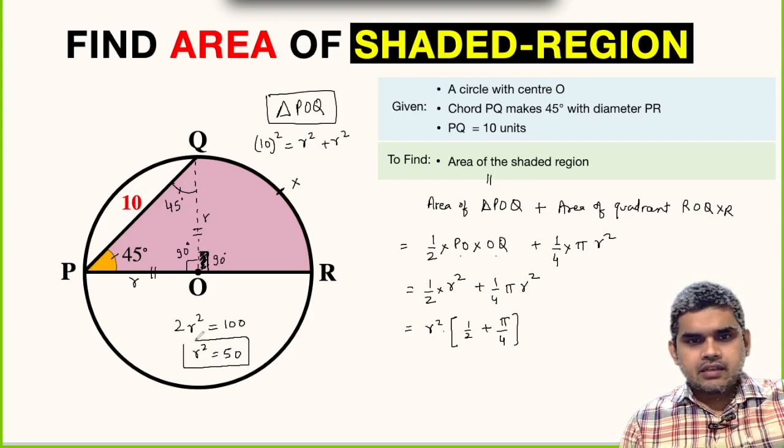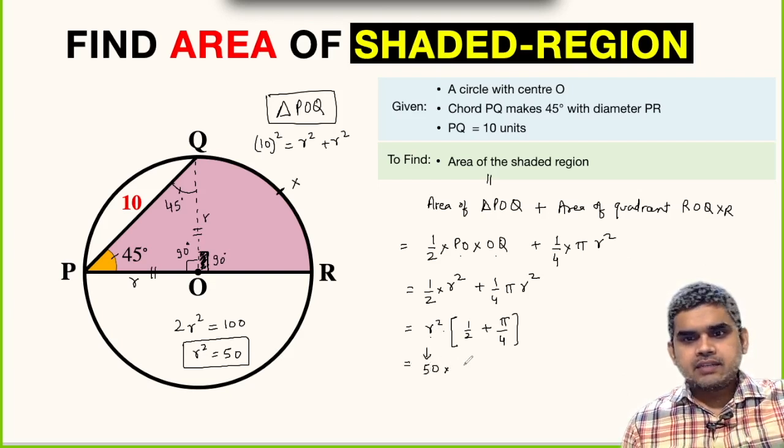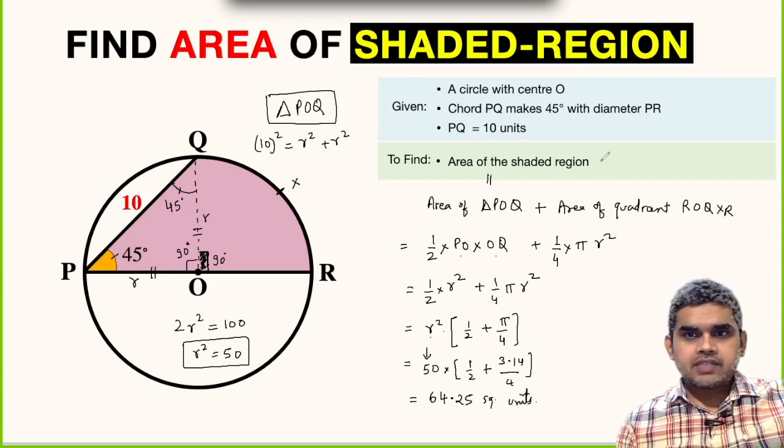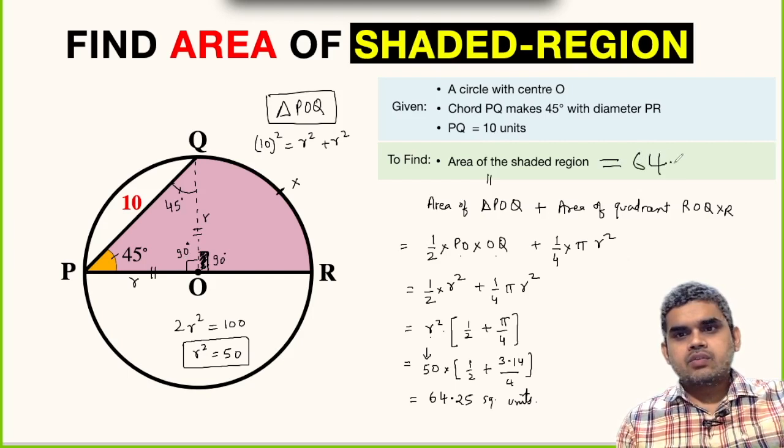See, I'm not going to find the square root of 50 because what I need here is the value of r square. So in place of r square, I can substitute 50 multiplied by half plus in place of pi, I can write 3.14 divided by 4. After simplifying this, we will get 64.25 square units. So the area of shaded region is 64.25 square units.